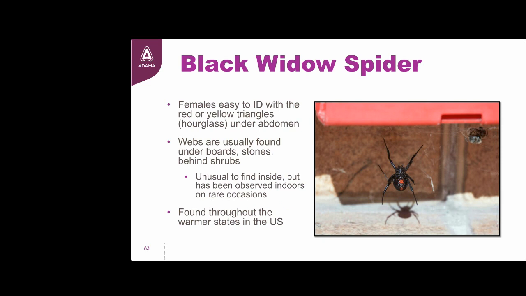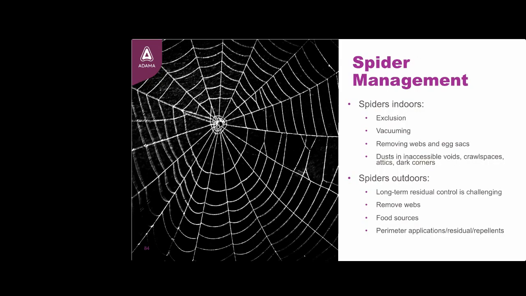Black widow, characteristic black female widow here with that hourglass shape on her abdomen. Very, very common throughout the warmer states of the U.S. When you're talking about spiders indoors, besides finding ways to exclude them and keeping them out of the building in the first place, sometimes it's just as simple as vacuuming them up, or a shoe, or scooping them up and getting them outside.